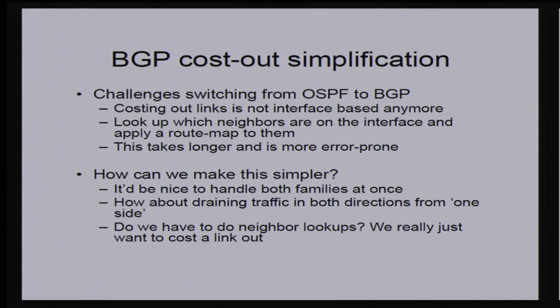It would be nice to handle everything at once, however many address families we have. And what about draining traffic in both directions from one side? So you go on the distribution switch, apply your configuration, and the traffic goes away. Sounds awesome. And do we really have to do neighbor lookups? I just want to cost a link out. I don't want to cost a neighbor out. I realize that's what's actually happening in the back end, but I want that all to be hidden.